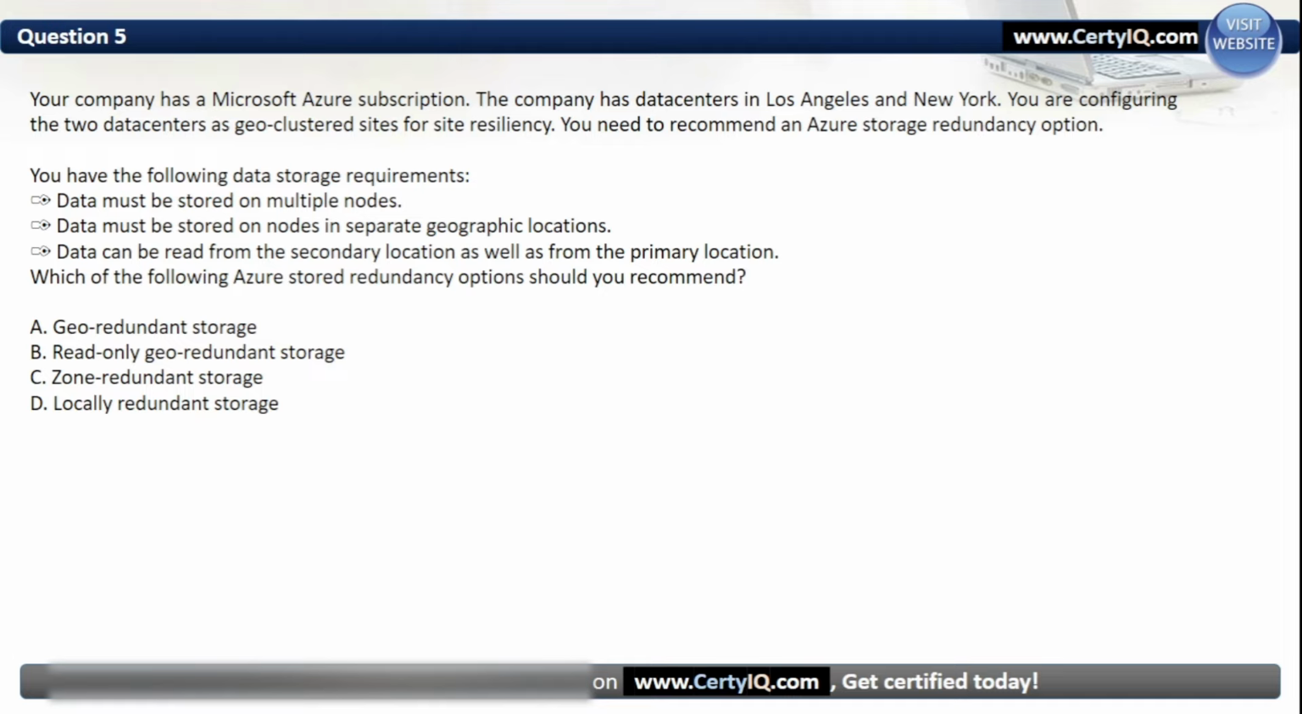Which of the following Azure storage redundancy options should you recommend? Our options are A. Geo-redundant storage, B. Read-only geo-redundant storage, C. Zone redundant storage, or D. Locally redundant storage. The correct option here is B. Read-only geo-redundant storage.